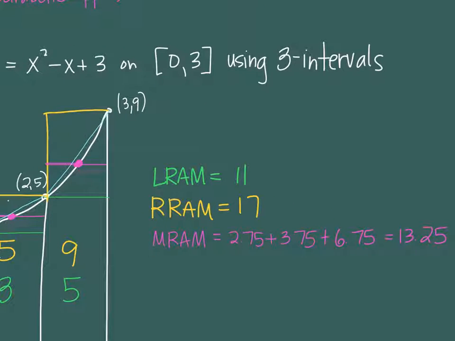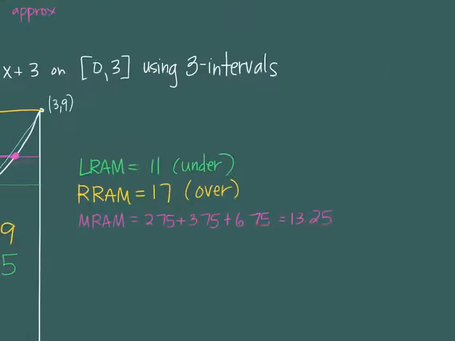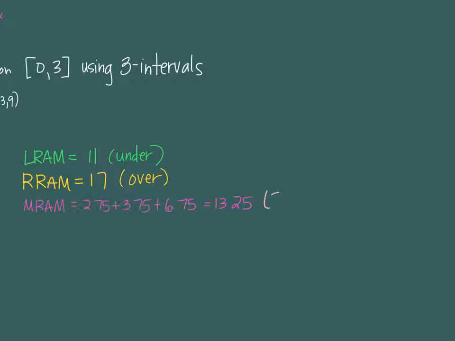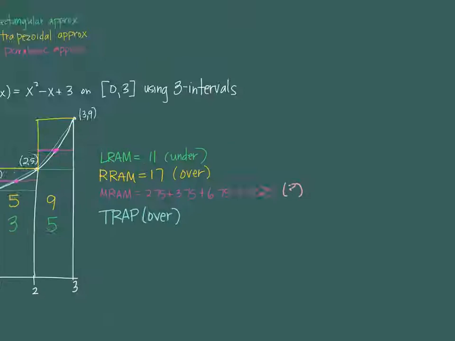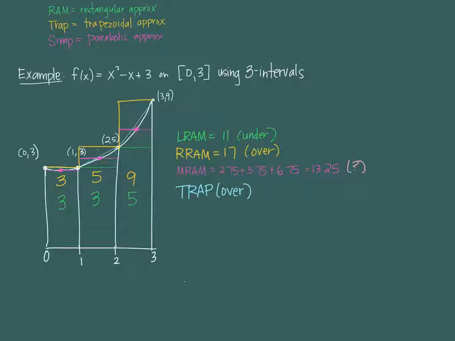So that's going to overestimate. With our LRAM right now, we have an underestimate. We have our RRAM being an overestimate. Our MRAM, we can't really predict either way. And then our trap is going to be an overestimate again because of the concavity. So with LRAM, you use the direction, the increasing or decreasing nature, to say whether it's an over or underestimate. For trap, you use the concavity.